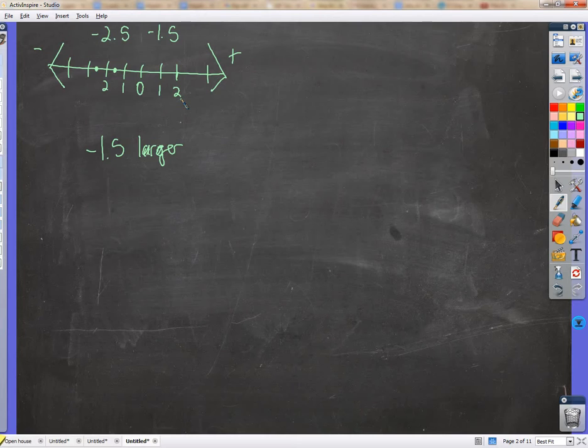What's a universal rule that will always work? What's farther to the right? Okay, farther to the right. No matter if you're on the left of 0, on the right of 0, if you're farther to the right, you are larger.